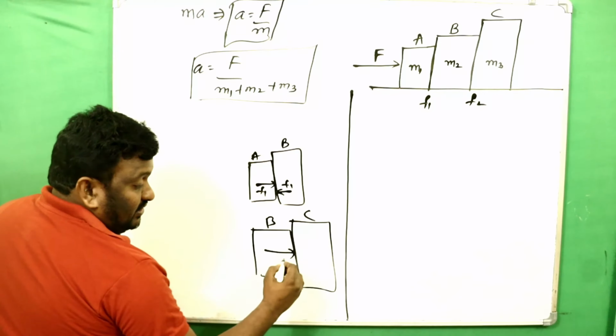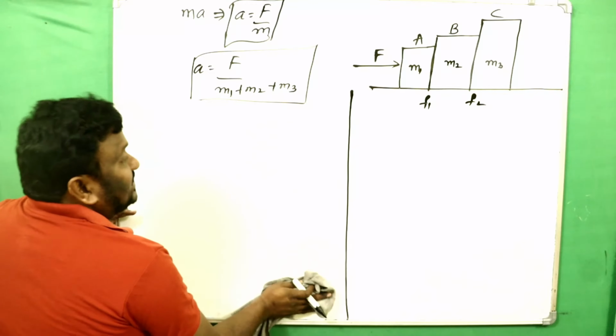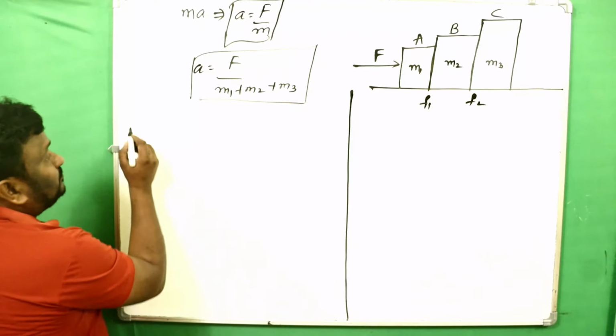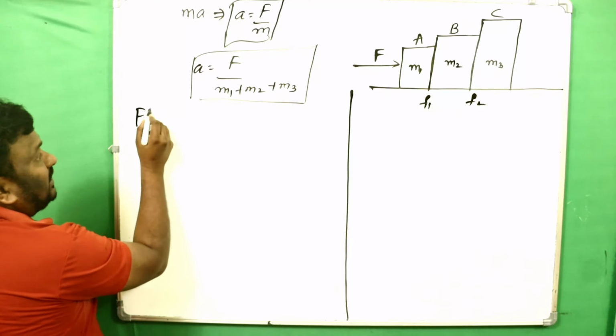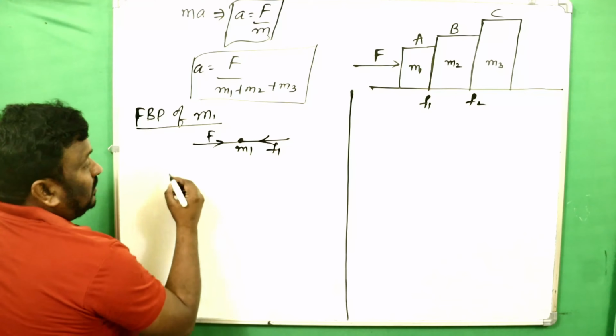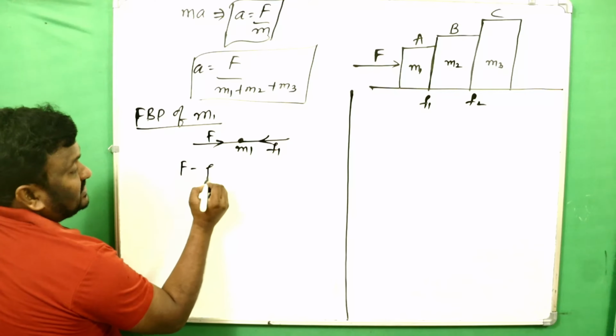So we have to draw individual free body diagrams for these. Now the free body diagram of m1, the first body. So this is mass m1, and this is the applied force in this direction, and the contact force is F1 because of B. Then the net force is F minus F1.